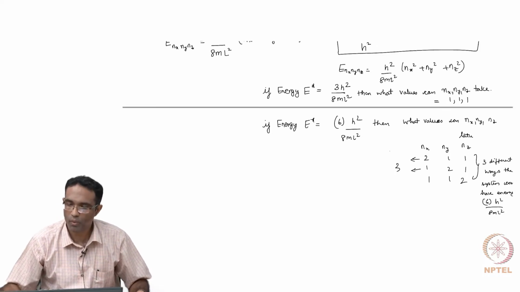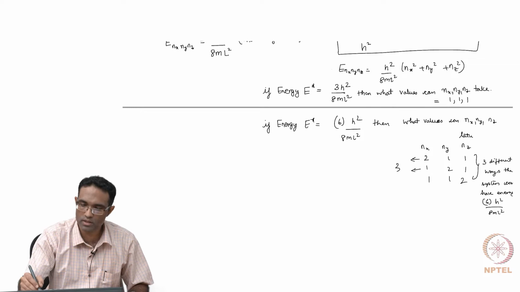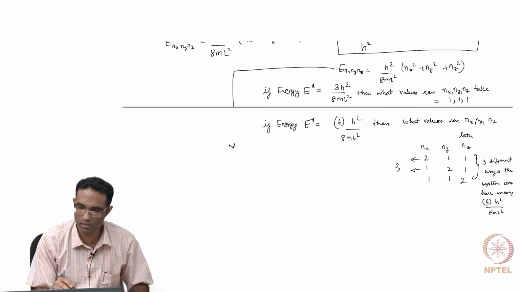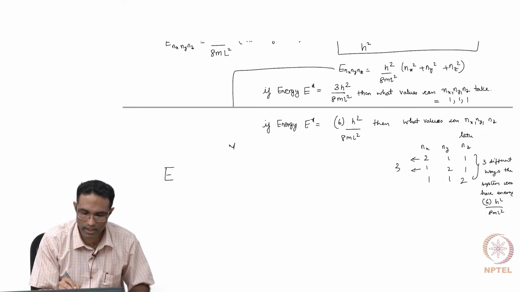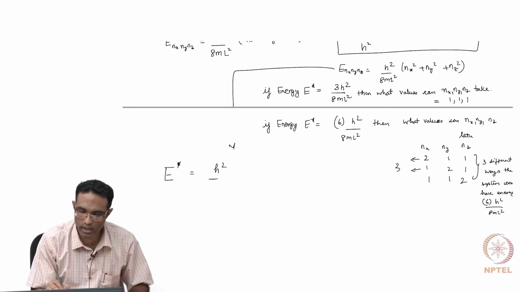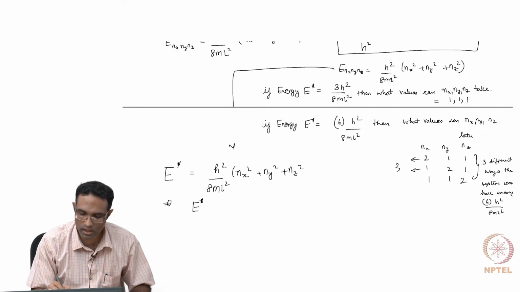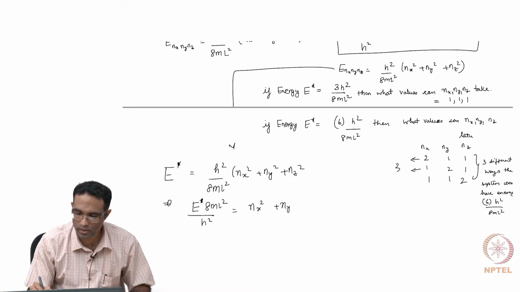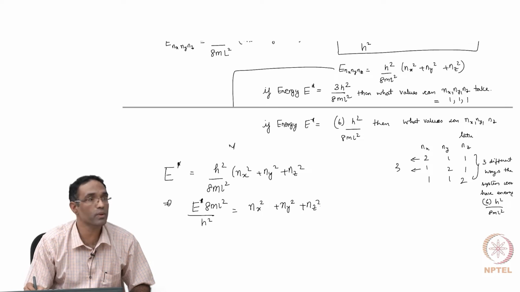So what we can do is look at this equation a little bit more carefully. Let E star be the energy, and that's actually equal to h square divided by 8 ml square times nx square plus ny square plus nz square, which essentially means E star times 8 ml square divided by h square is equal to nx square plus ny square plus nz square.